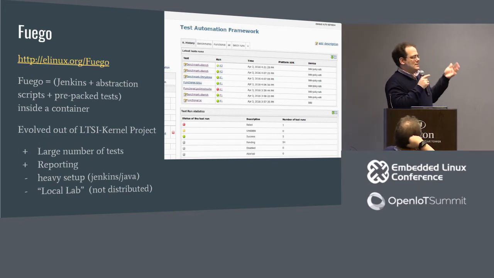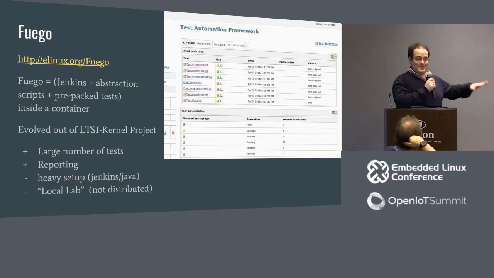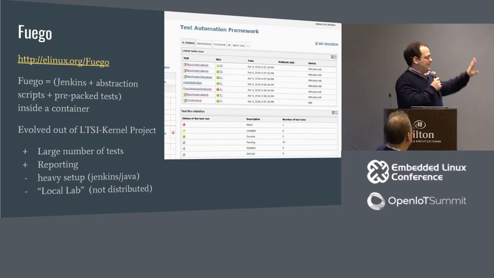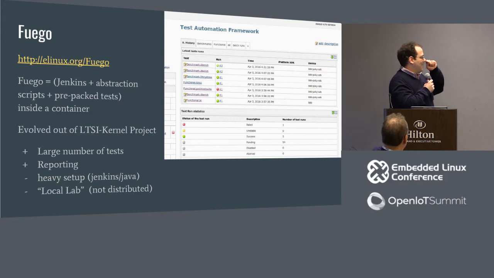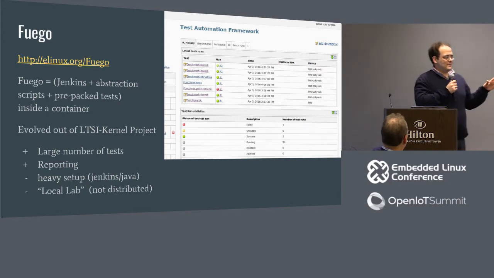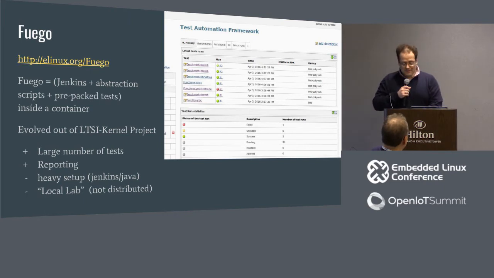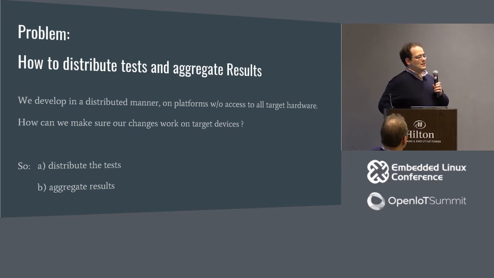Let's say downsides. It's a different approach, yeah? So here we started really in the lab, which means we assume here we have local access to the boards, yeah? It uses Jenkins Java, so it's, well, it might run on the Raspberry, but it's really, it started out as a local system. Okay, so now the goal is then how to distribute the tests and then aggregate the results.